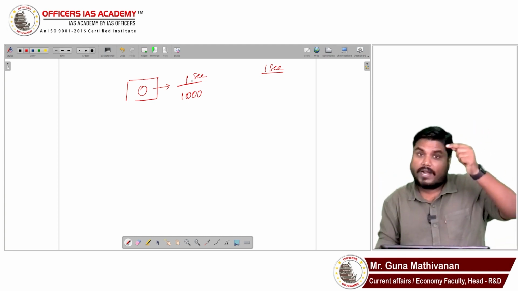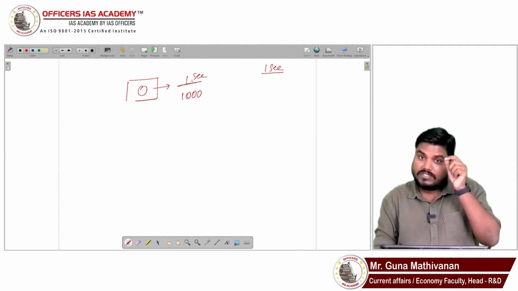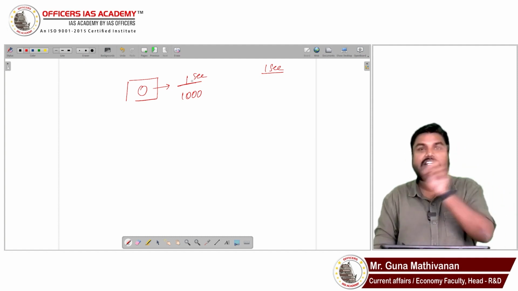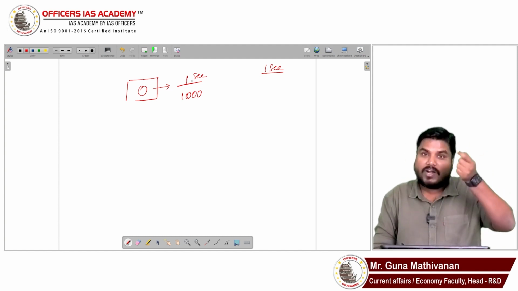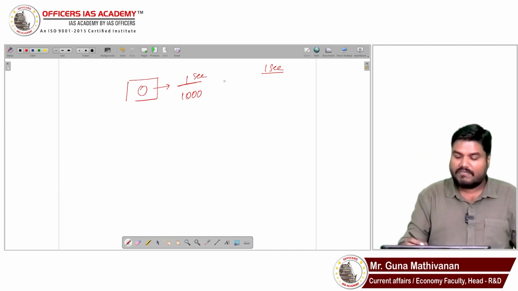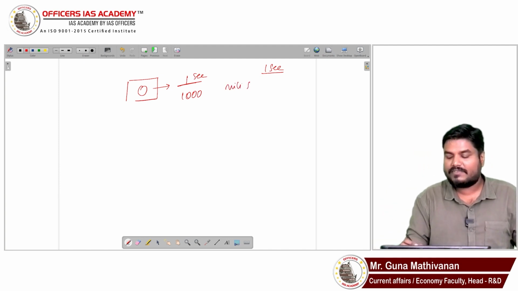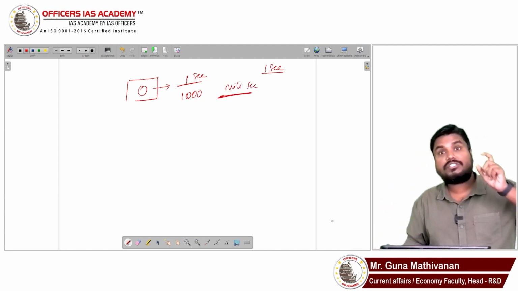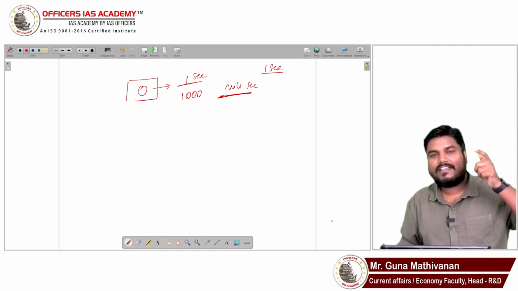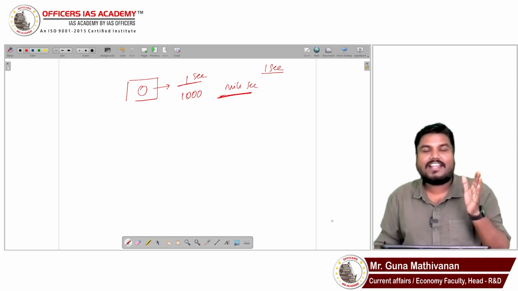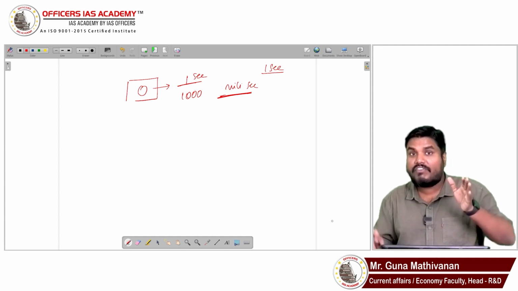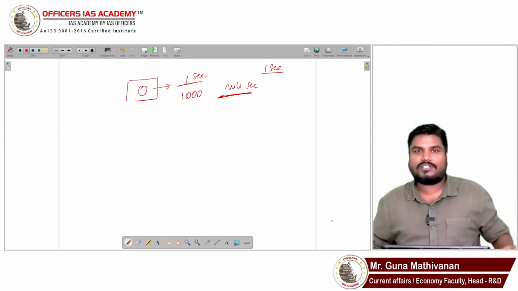Now my shutter is opening at a speed of 1/1000th of a second. 1/1000th of a second means what? Millisecond. If my shutter speed is that fast, then I can easily watch faster things in a slower motion.